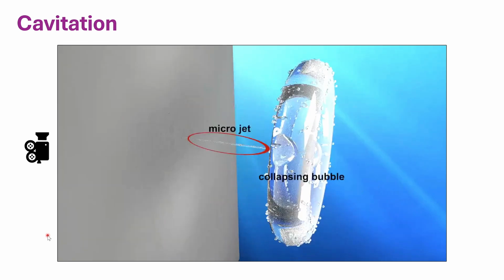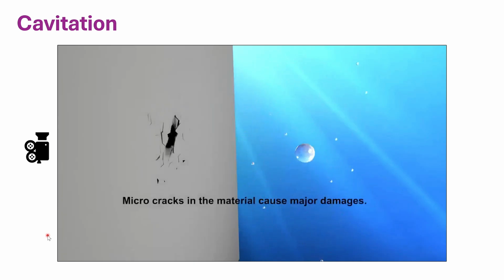The implosion releases energy in a very short time concentrated in a very small spot. If the microjet hits a surface, it damages the material by a localized short-term overstraining. The material starts to evolve microcracks, and later material can break off.